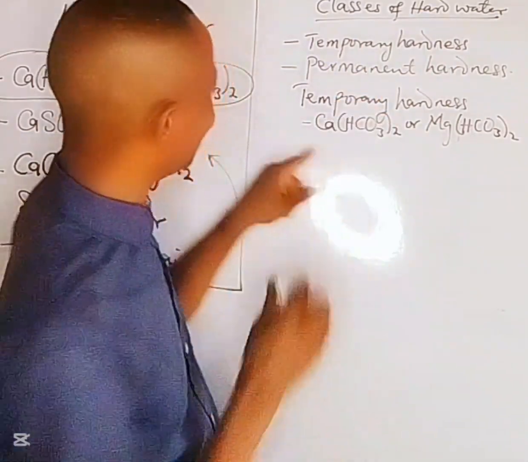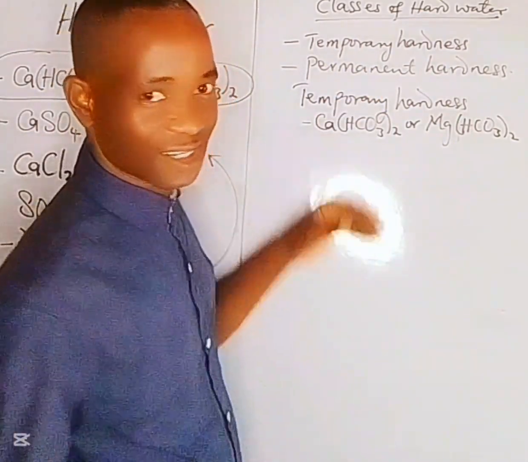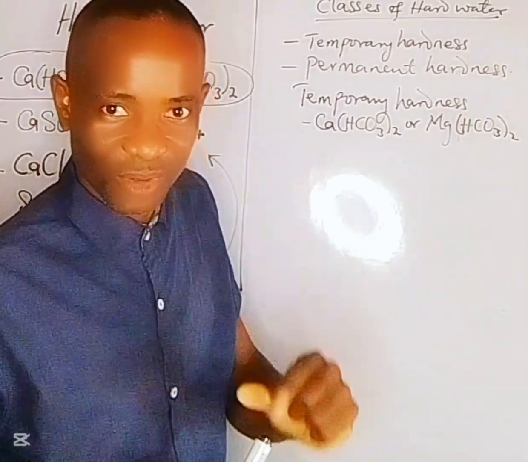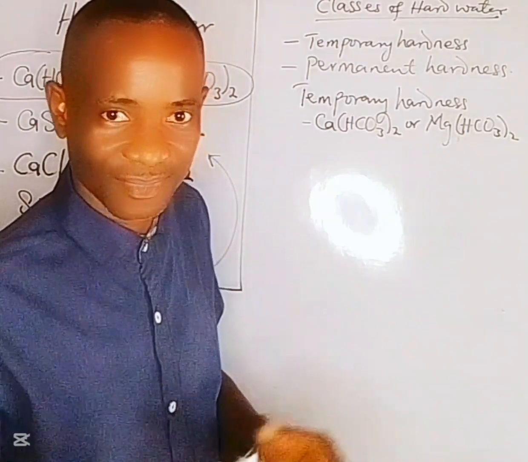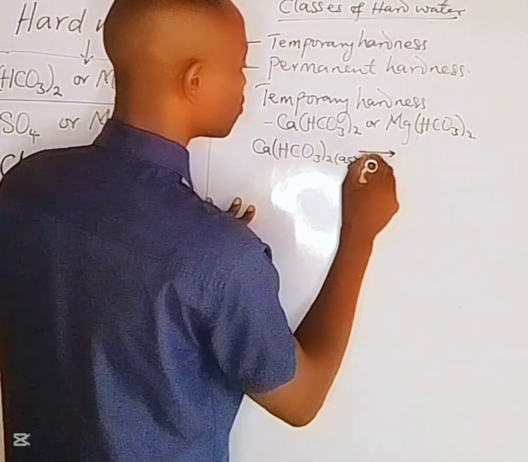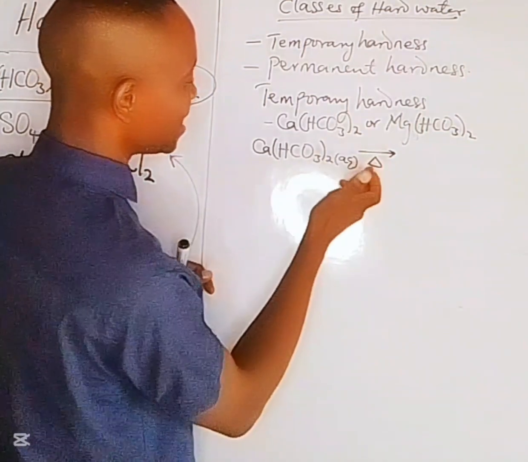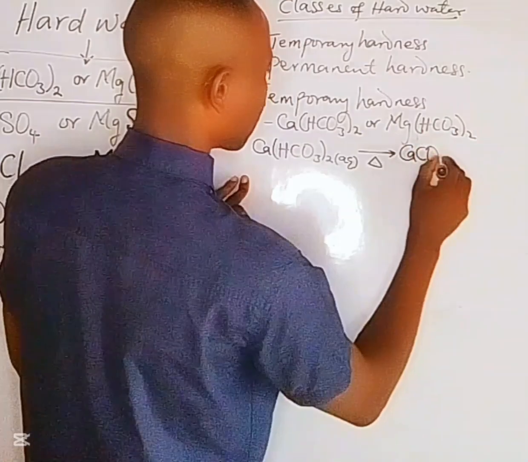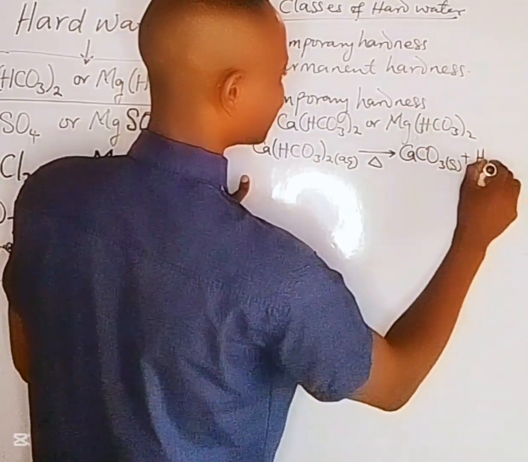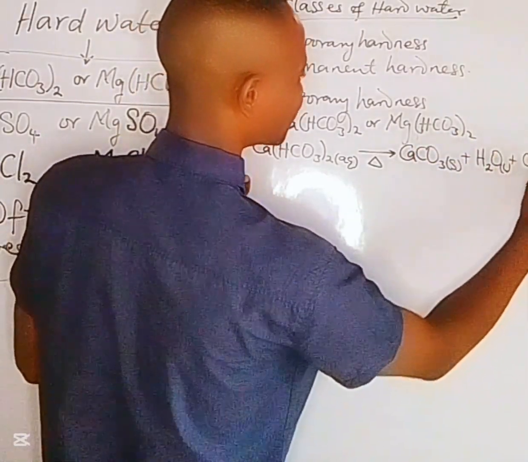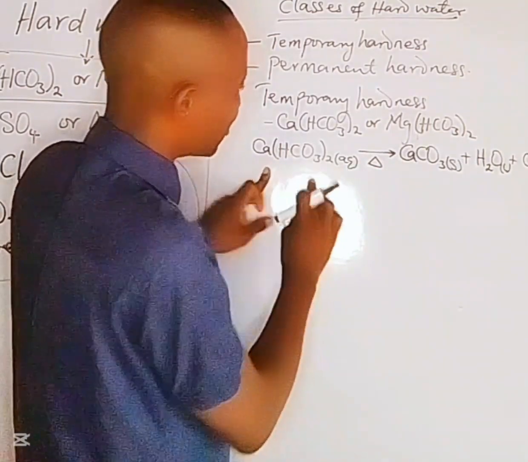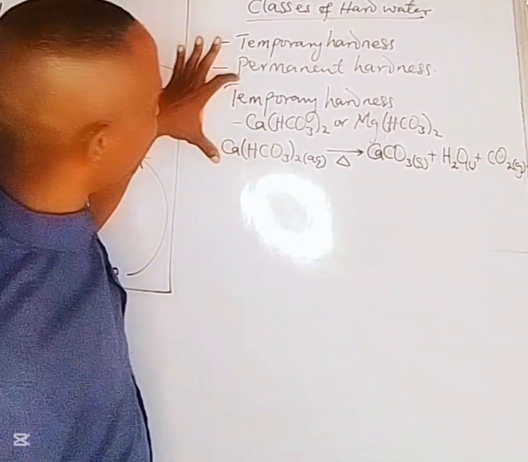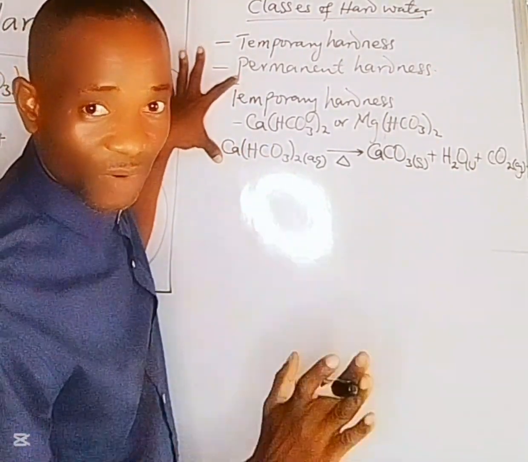While you are boiling the water, these bicarbonates will break down into insoluble precipitates of calcium trioxocarbonate 4 or calcium carbonate. Remember, this is aqueous. So once you heat this, the heat will break down this salt into calcium trioxocarbonate 4, which is solid. Then we have water and carbon 4 oxide. When heat destroys this and breaks it down into this, the cause of hardness has disappeared, right? So that is why temporarily hard water can be removed by boiling.